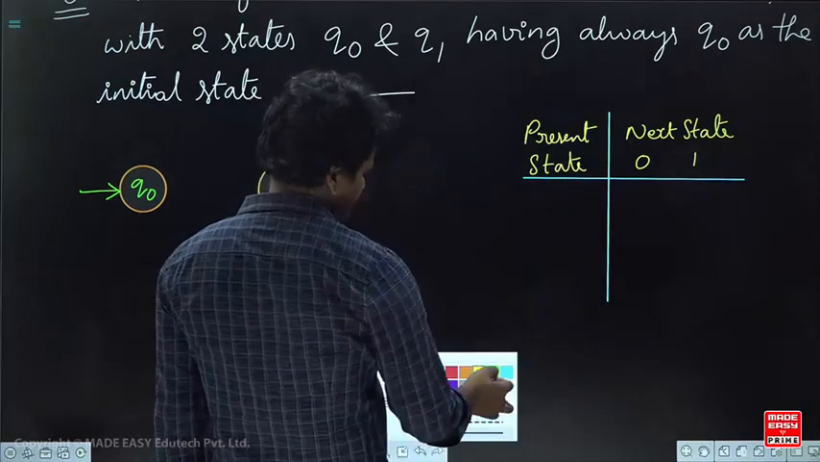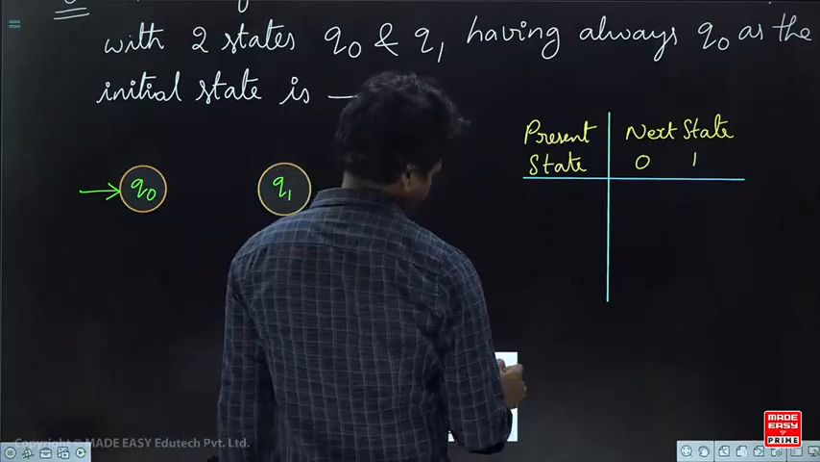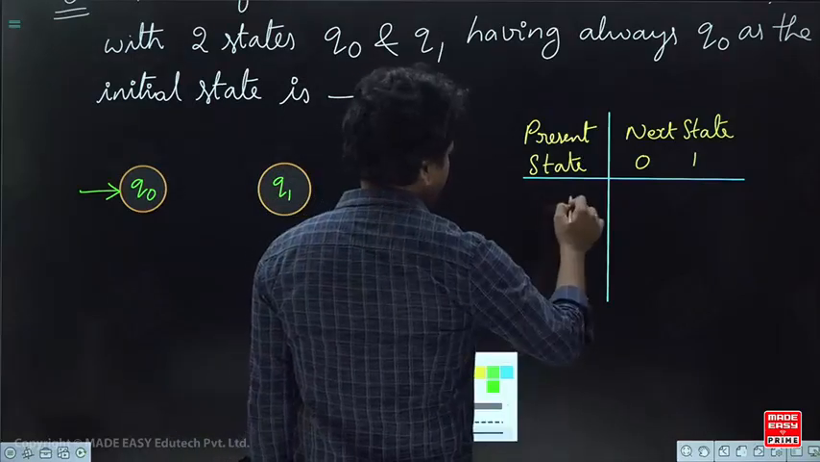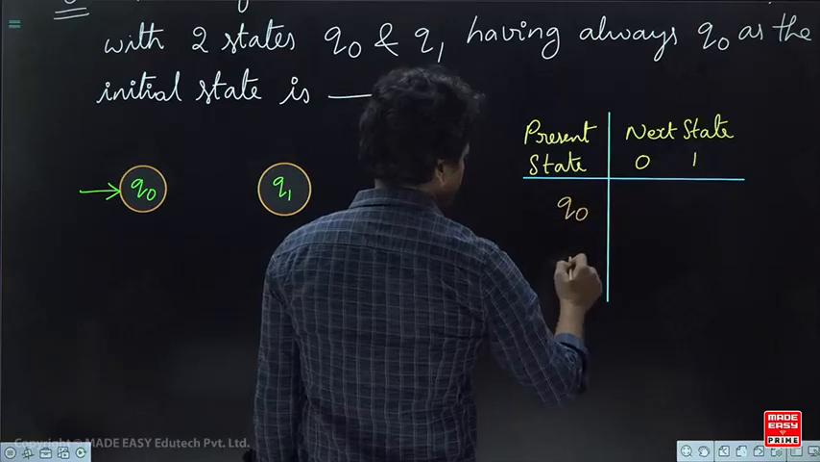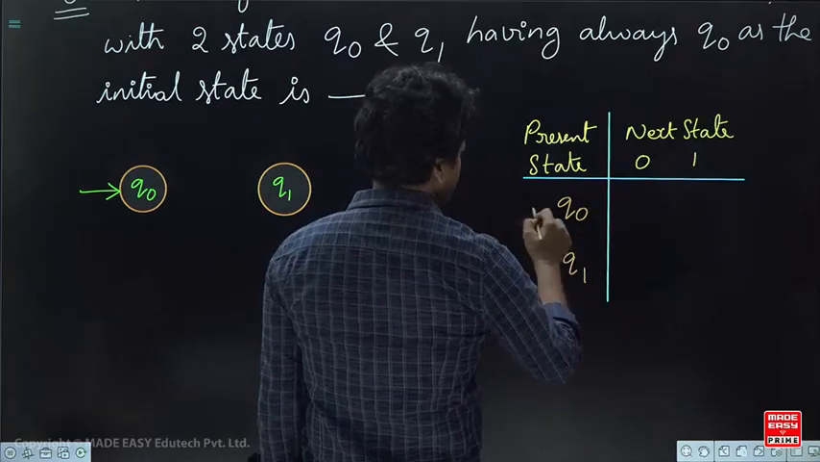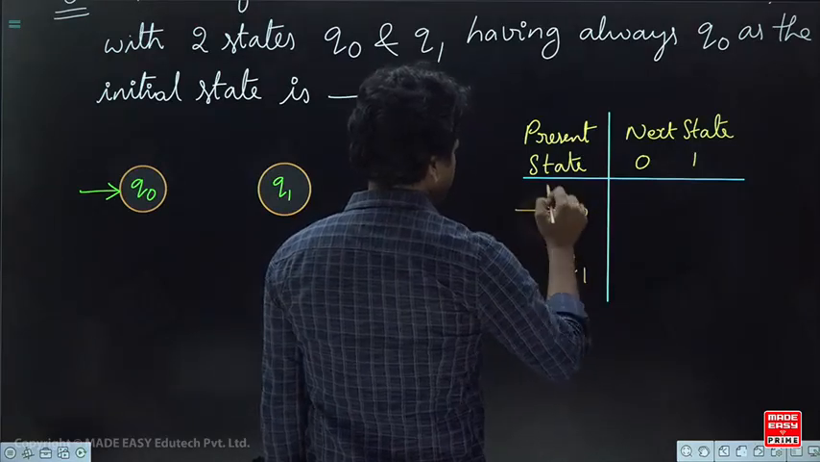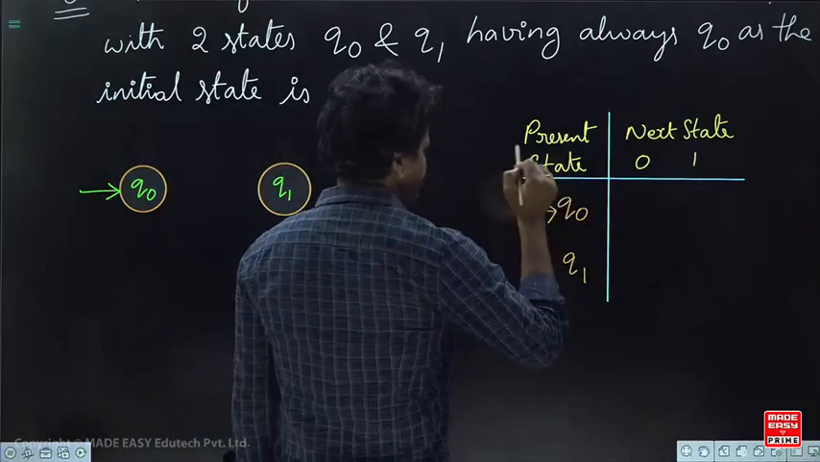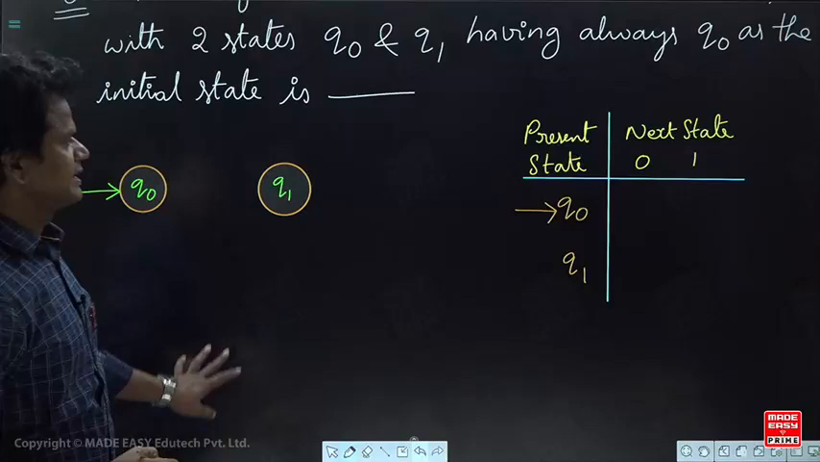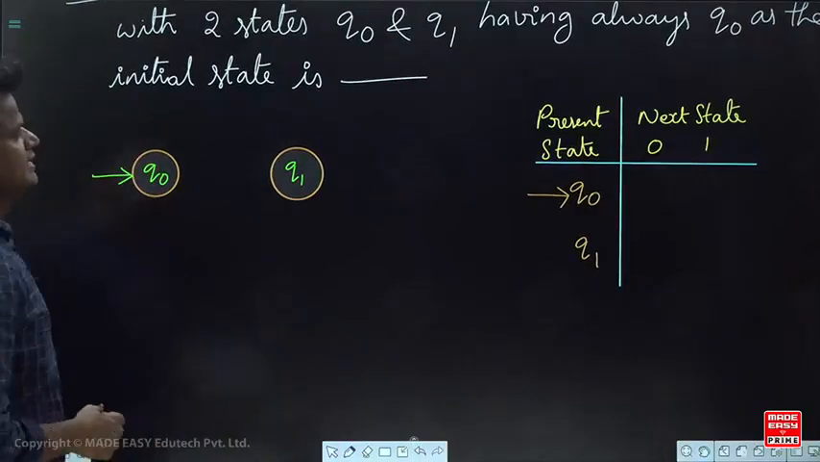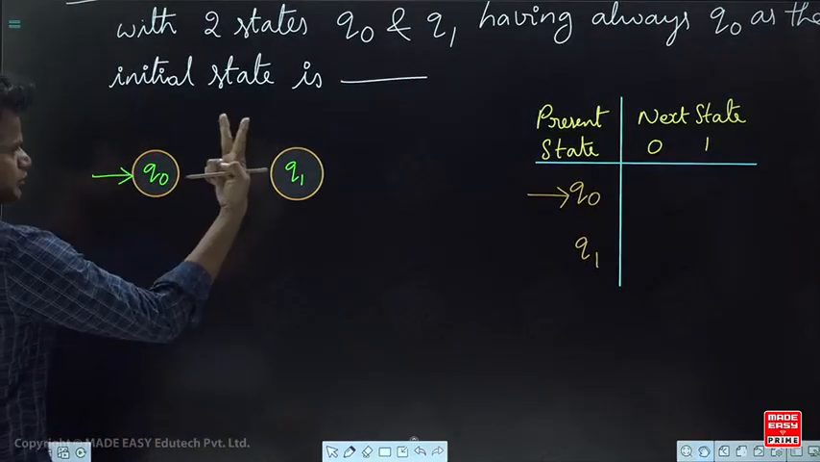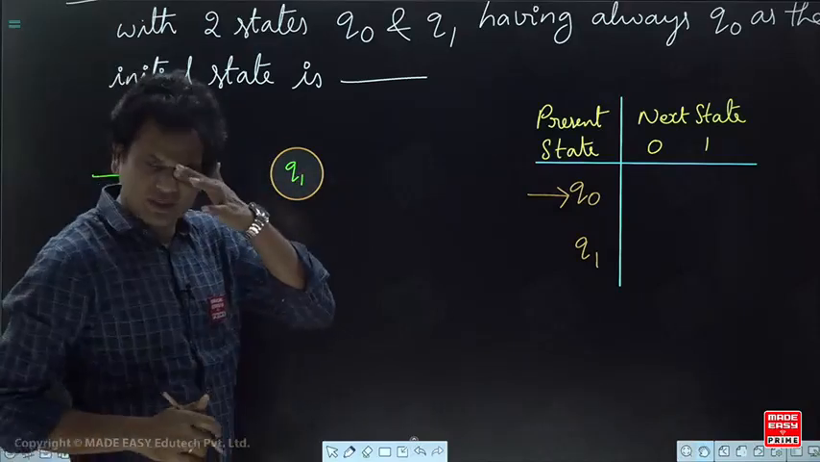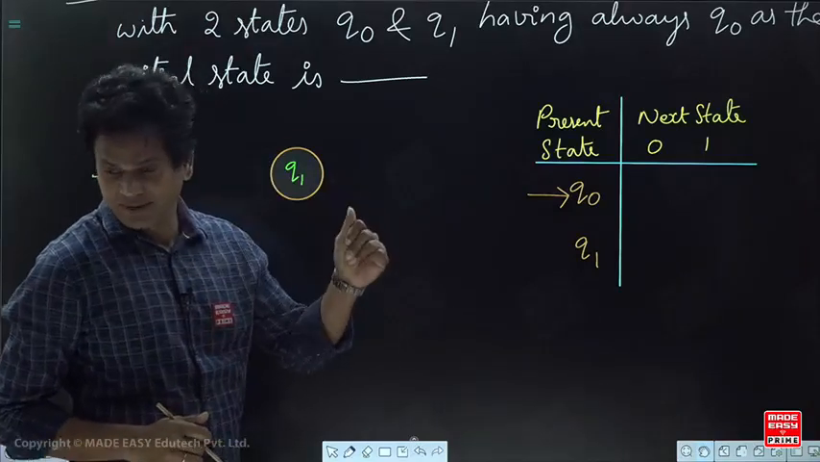So what are the states here? Q0 and Q1. Q0 is always initial. This is the given data. So how many different DFAs can you construct with the two states Q0 and Q1? Q0 is always initial and inputs are 0 and 1. Now listen carefully.